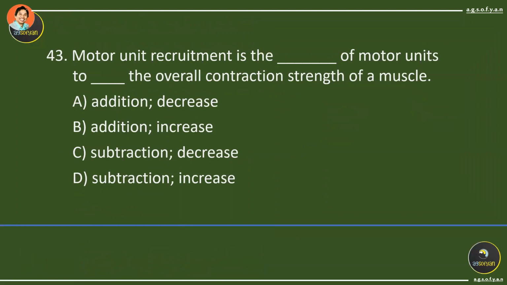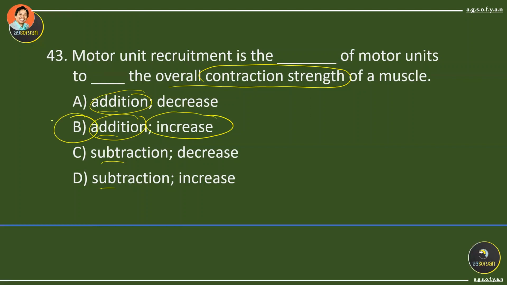Motor unit recruitment is the blank of motor units to blank the overall contraction strength of a muscle. So what is motor unit recruitment? It is the addition or subtraction. Of course, this is going to be addition because more than one motor unit will be added into this contraction. To do what? Increase the strength or decrease? Of course, it is to increase the strength of the muscle. So this one should be the answer.